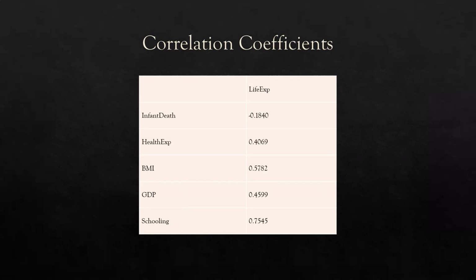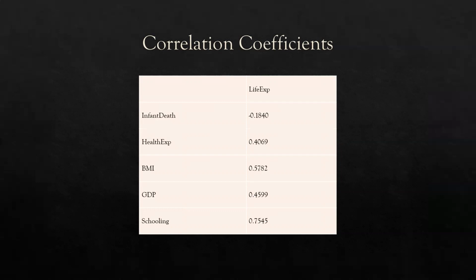This could be due to a number of factors, mostly that countries that have a higher BMI might have a higher GDP per capita. They might have more access to food. If they have a higher GDP per capita and more access to food, they probably also have more access to healthcare. That kind of explains why there's a positive correlation between BMI and life expectancy.